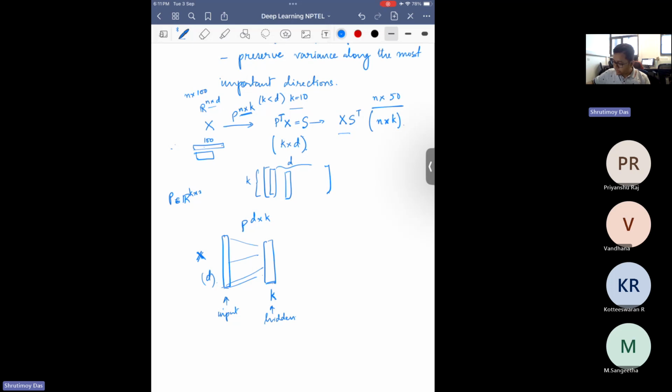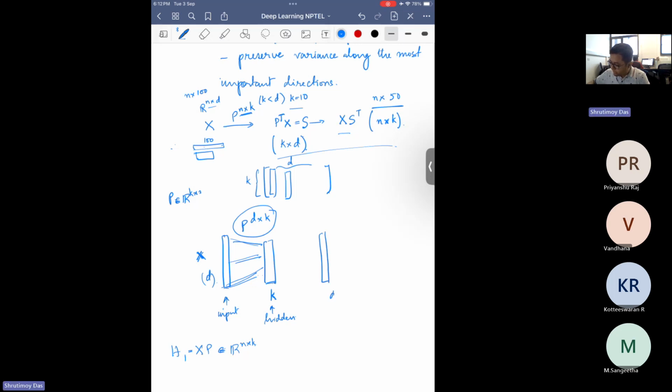So whenever we do X, which is n by d, and P, our hidden layer output H1 is X times P. X is n cross d and P is d cross k, so you get n cross k, right? So H1 is n cross k. This is a weight matrix for your inner layer. And now I want to go back again to the d-dimensional space.